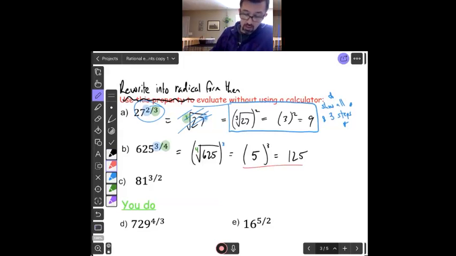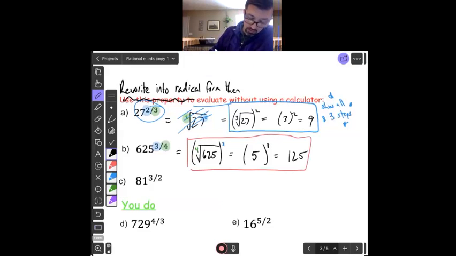I do not want you plugging this into a calculator and getting an answer. I want you using your chart, trying to figure it out a different way. But if you need to do that multiplication right there, that's fine. But again, these are the steps I want to see from you guys.